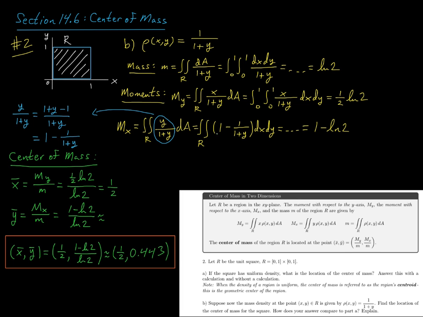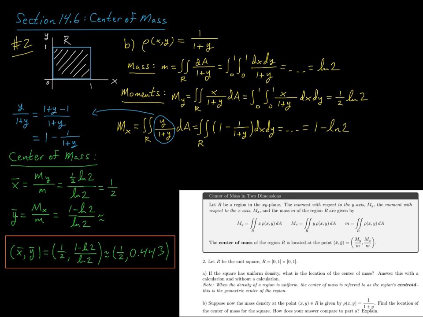The integral of 1 is just the area of the square, which is 1. And the integral of 1 over 1 plus y was the same integral we had for our mass calculation, and that's log 2. So altogether, your x moment would be 1 minus log 2. For the center of mass, the x coordinate x bar, we take the y moment divided by the mass. So we get 1 half log 2 divided by log 2. That comes out to be a half.